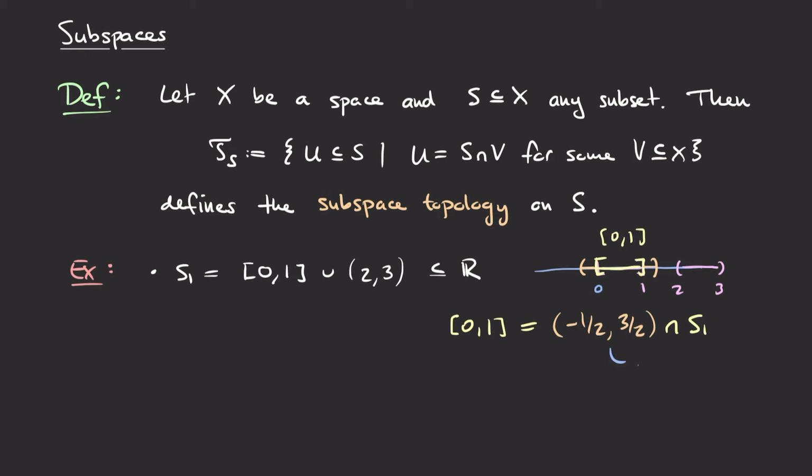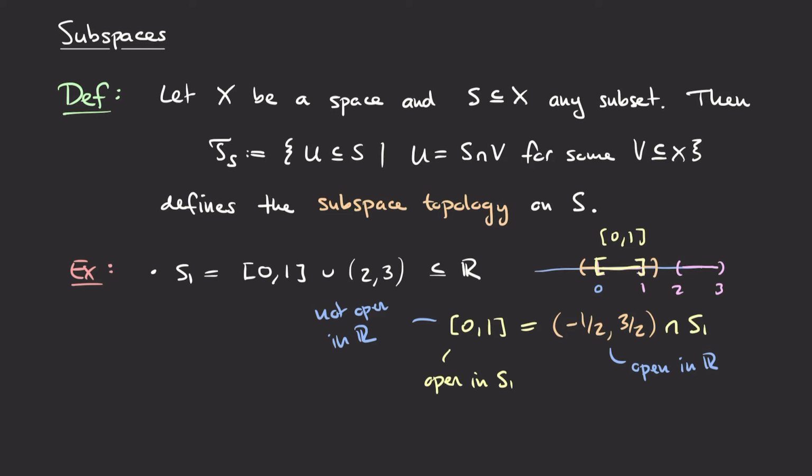Now, because this interval here is open in the real line, then by definition, because we've written [0, 1] as the intersection of an open interval with S1, this means that [0, 1] is actually open in the subspace topology on S1. On the other hand, we know that this is not an open subset of the real line. Hence here we have an example of a subset that is open with respect to the subspace topology, but that is not open in the larger space.